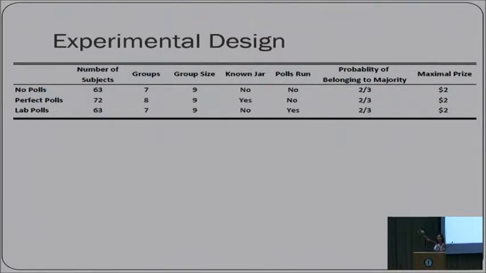So here's what we did. We had 3 treatments, no polls, perfect polls, and lab polls, just as the ones I just described theoretically. We ran it with groups of size 9. And now our probability P was 2/3. So in the lab, we actually showed them 2 jars, a blue jar and a red jar, where the blue jar had 2 blue balls and 1 red ball, and the red jar had 2 red balls and 1 blue ball. So in the blue jar, if you sample 1 ball, the probability that it's blue is going to be 2/3. That's how it was modeled. The prize from matching the group choice with your own color was $2.